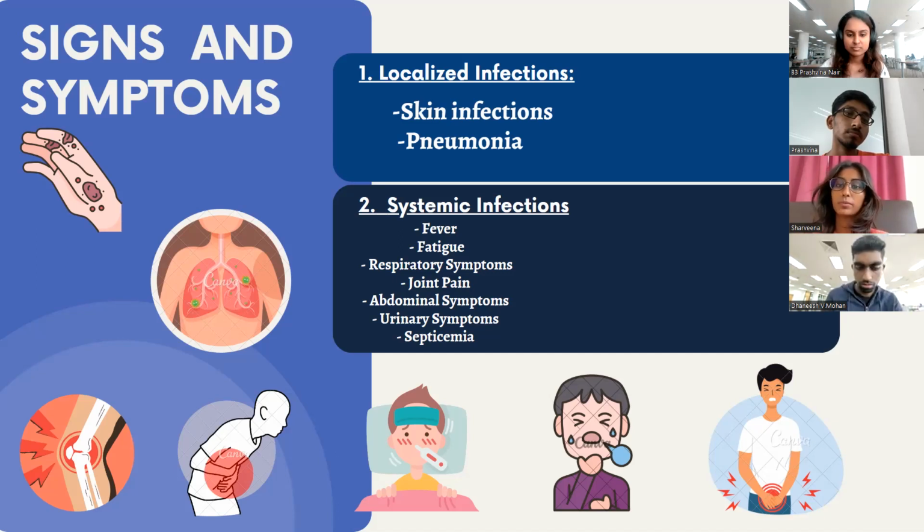Abdominal symptoms, where abdominal pain, nausea, vomiting, and diarrhea. Urinary symptoms, where urinary frequency, urgency, and pain or discomfort during urination. And septicemia, where severe cases can progress to septicemia with symptoms such as rapid breathing, confusion, and low blood pressure.